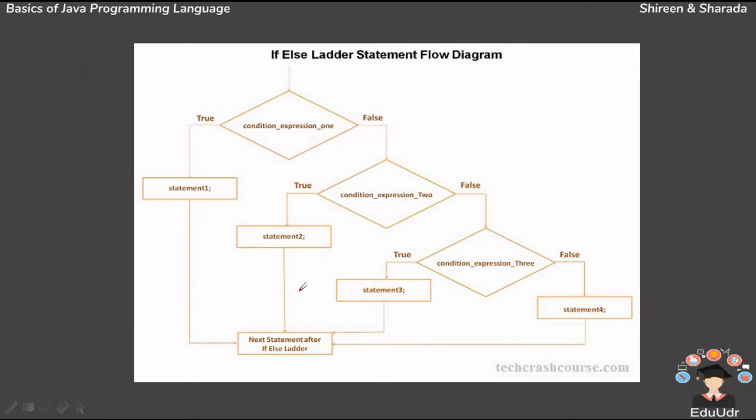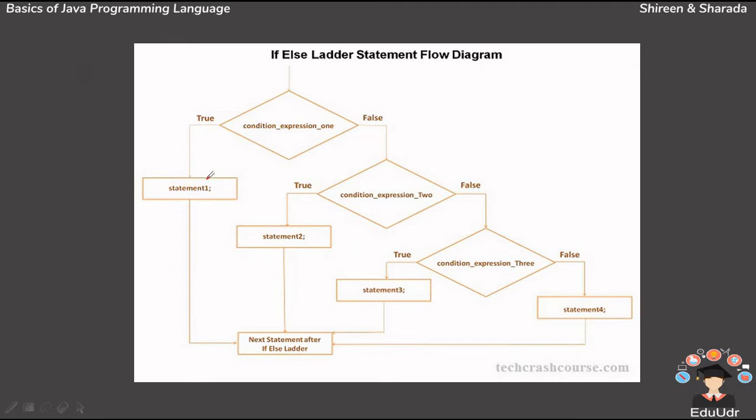If-else ladder statement. The if-else ladder statement is basically used to decide among multiple options. The if statements are executed from the top down. As soon as one of the conditions controlling the if is true, the statement associated with that if is executed and the rest of the ladder is bypassed. If none of the conditions is true, then the final else statement will be executed.